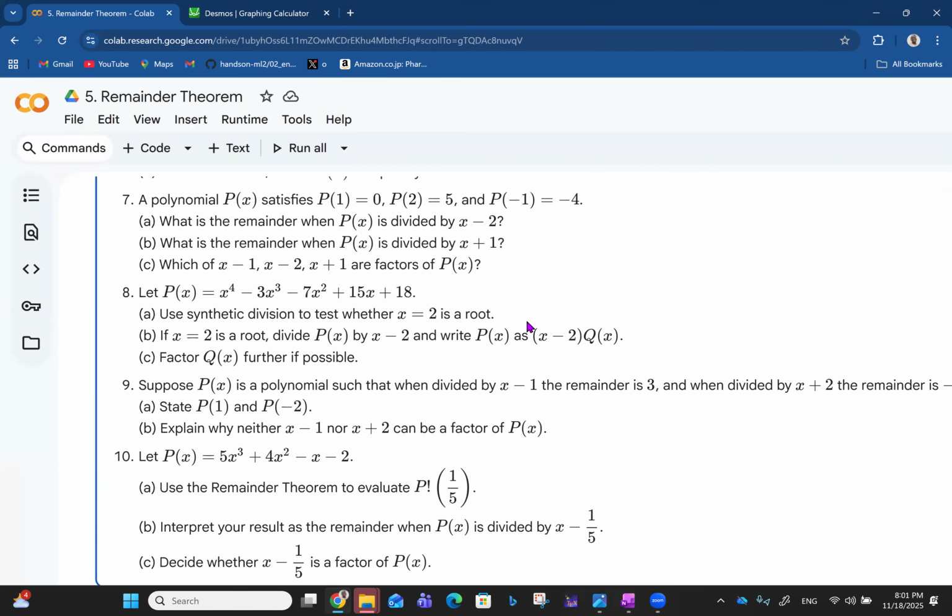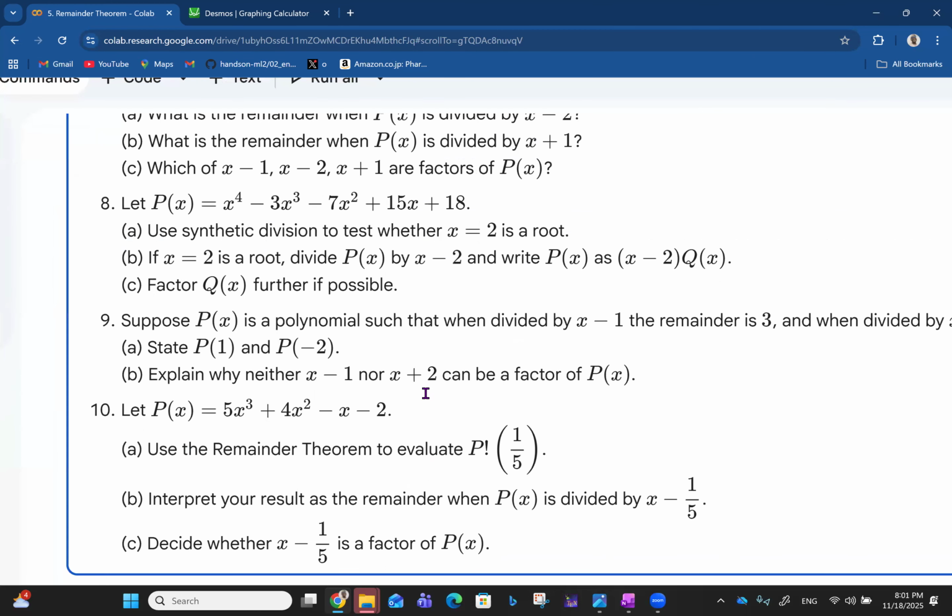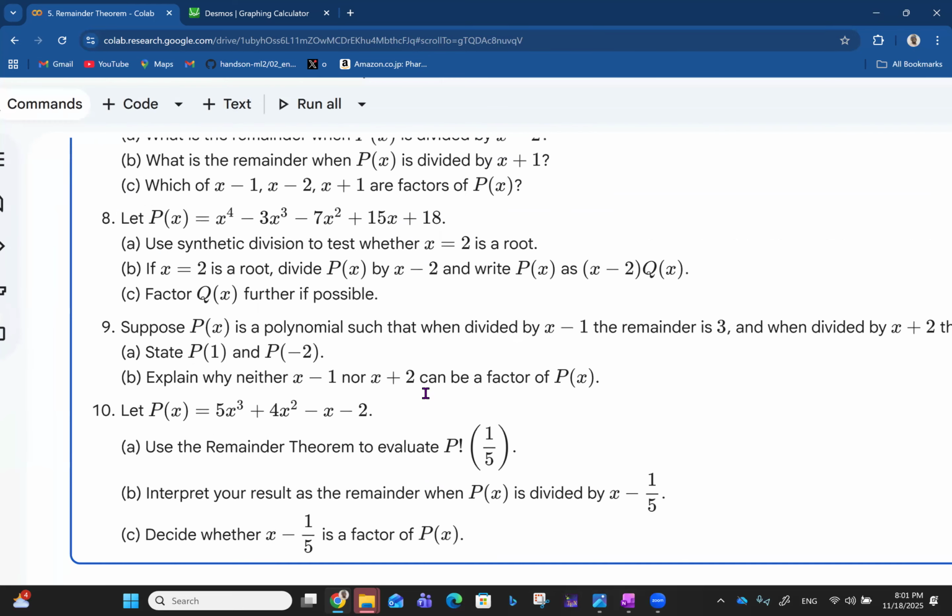For question 7, polynomial p of x satisfies p of 1 is 0, p of 2 is 5, and p of minus 1 is minus 4. What is the remainder when p of x is divided by x minus 2? First of all, maybe you can make the polynomial out and then divide, and then you try the remainder theorem. So try your hands on all of this. Yeah, so with this, we'll come to the end of this interesting video about the remainder theorem.